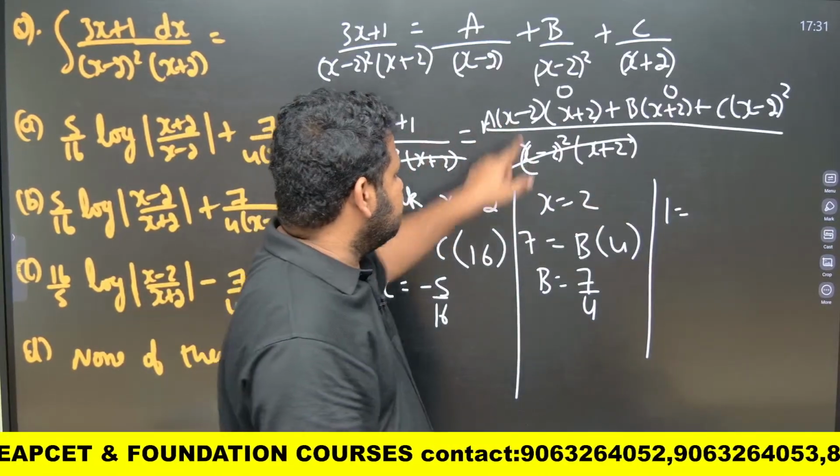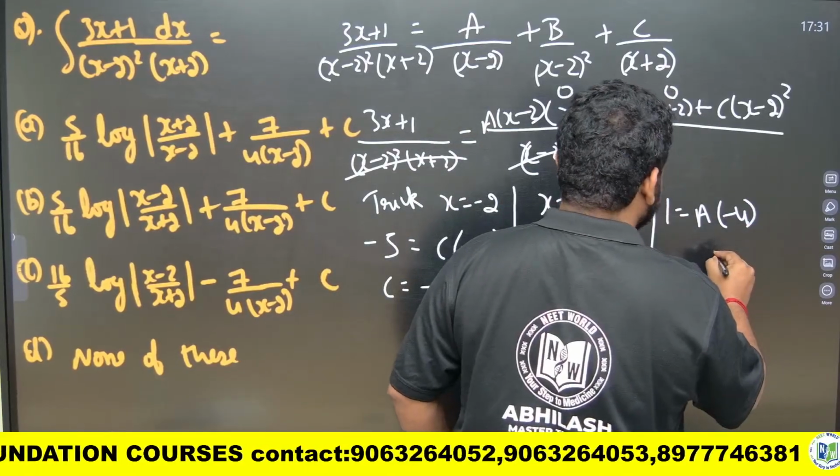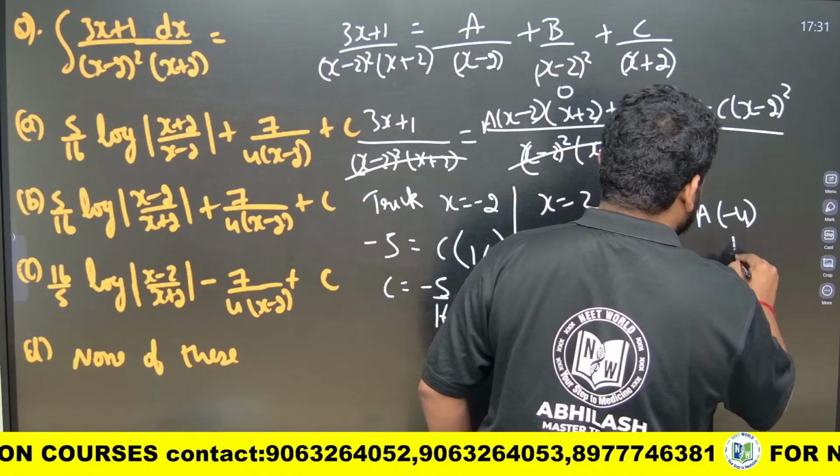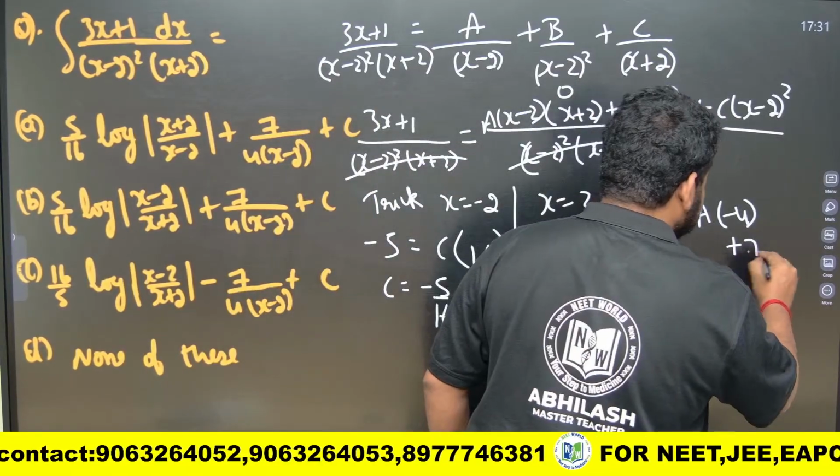This is what? a into minus 4. I will get it: a into minus 4. 2 into 2 is minus 4, plus b into 2. b into 2 is what? Plus b. b is what? b is 7 by 4. 7 by 4 into 2 is nothing but equal to 7 by 2.